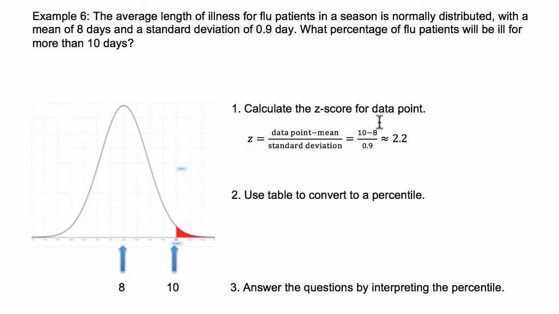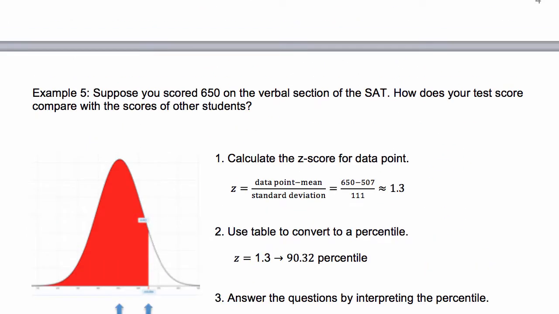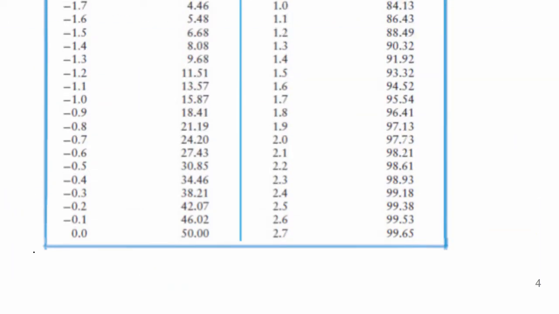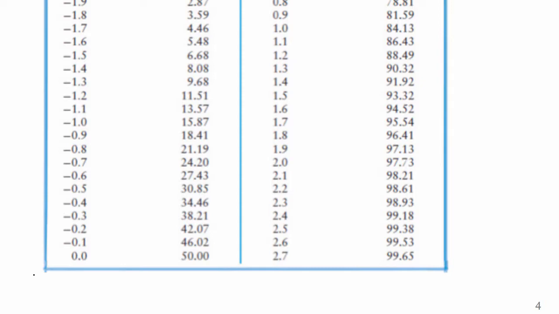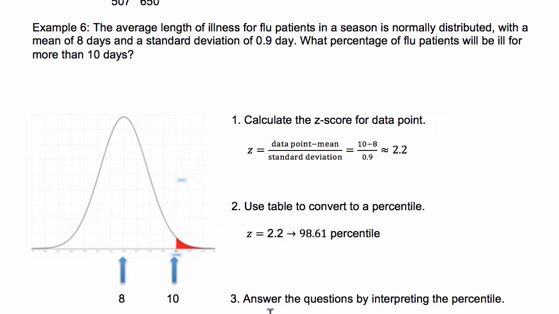Be sure when you perform this calculation, you use the correct order of operation. Since the data point and the mean are grouped together in the numerator, we should subtract them first before dividing by the standard deviation. Next, we use table 6.2 to convert our z-score of 2.2 to a percentile. According to the table, our z-score corresponds to a percentile of 98.61. Finally, we answer the questions by interpreting the percentile.